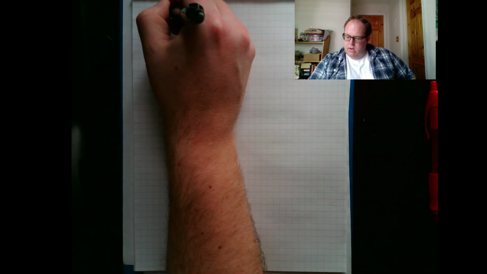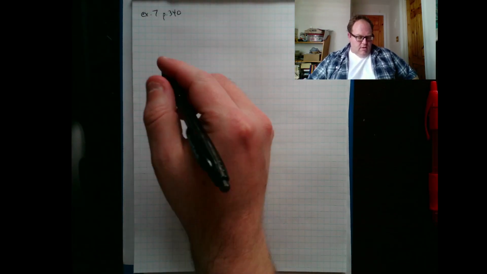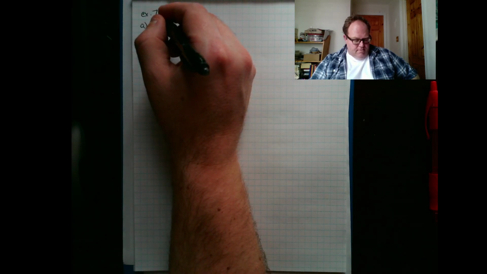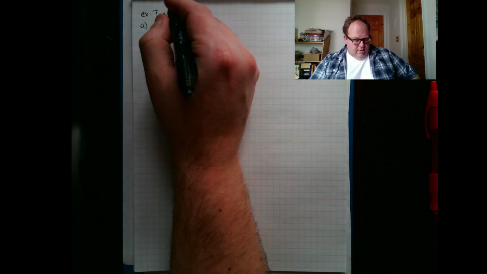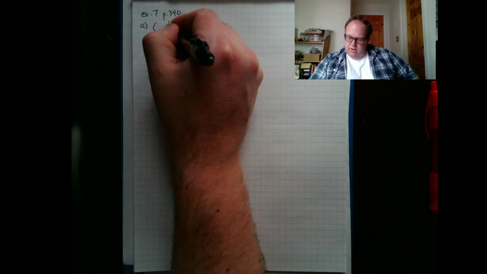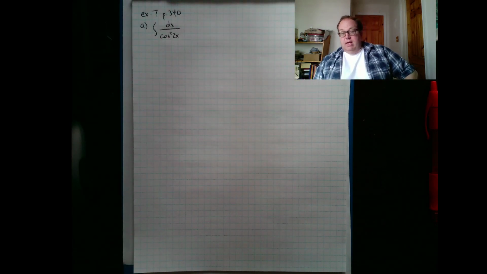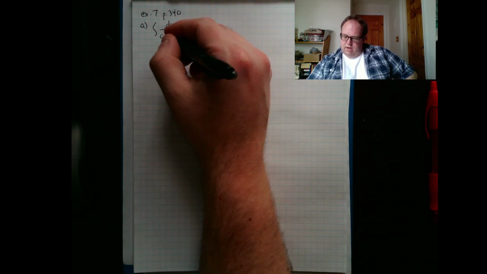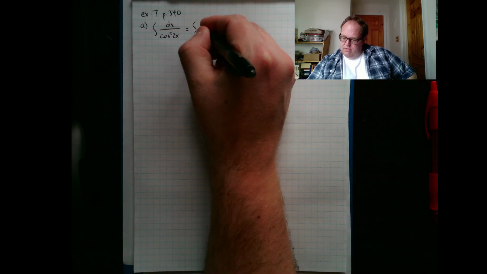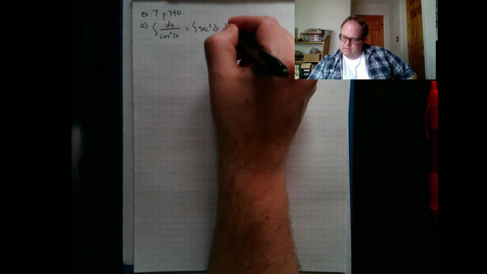A few more examples. Next is example 7 on page 340. I may or may not do each one of these, but I'll take a look at A. We've got the integral of dx over cos squared 2x. Remembering your trig identities would be helpful for this. You might recall that 1 over cosine is secant, so this is effectively the same as the integral of secant squared 2x dx.